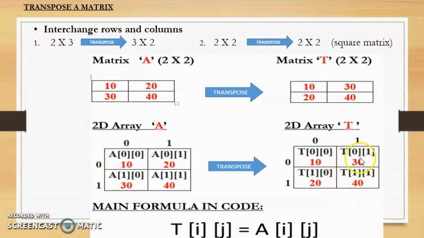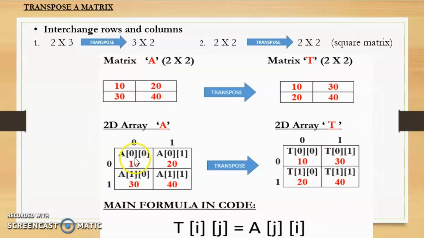So T of 0, 1 will become 30 and T of 1, 1 will become 40. So elements of matrix T after transposing will be 10, 30, 20 and 40. So we can see that the element at position A of 0, 0, that is 10, will be stored at position T of 0, 0 after transposing.